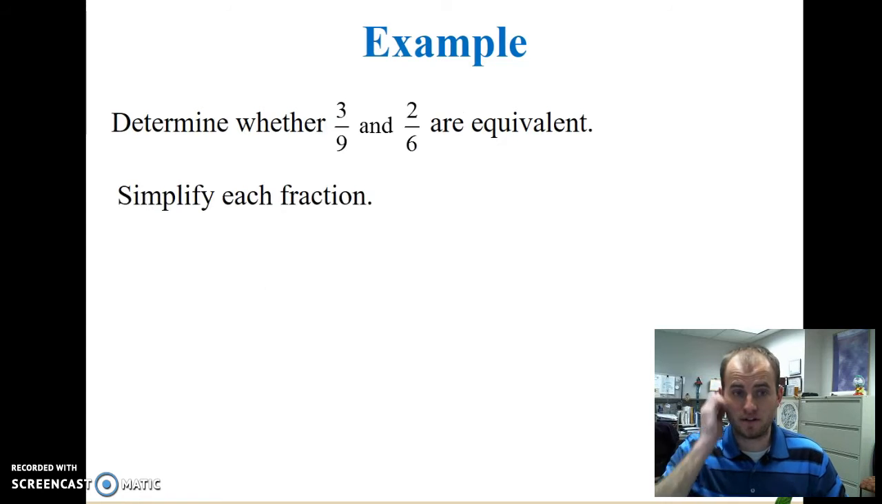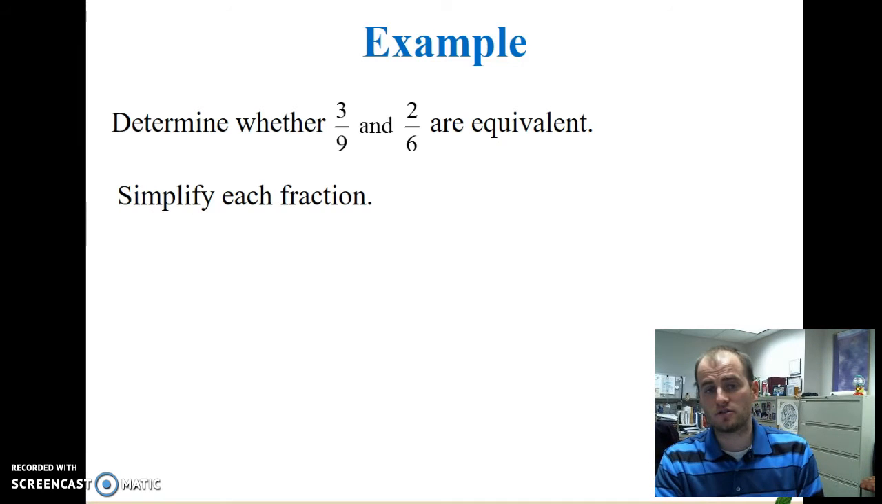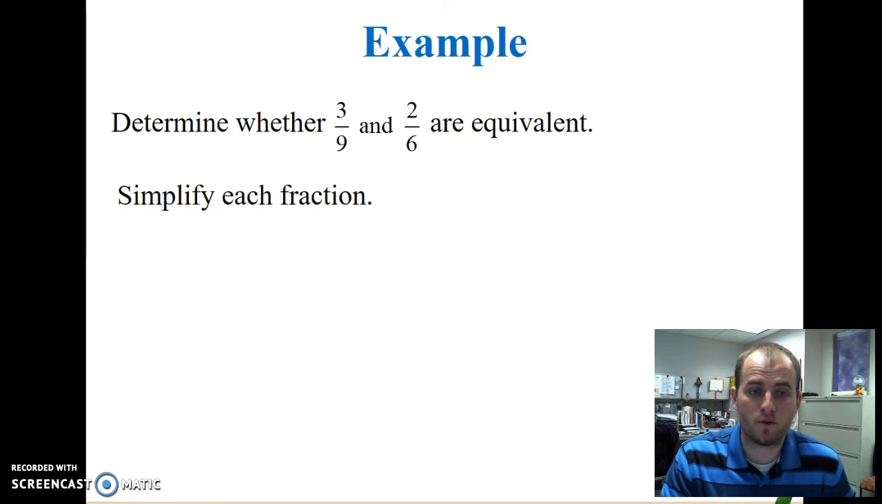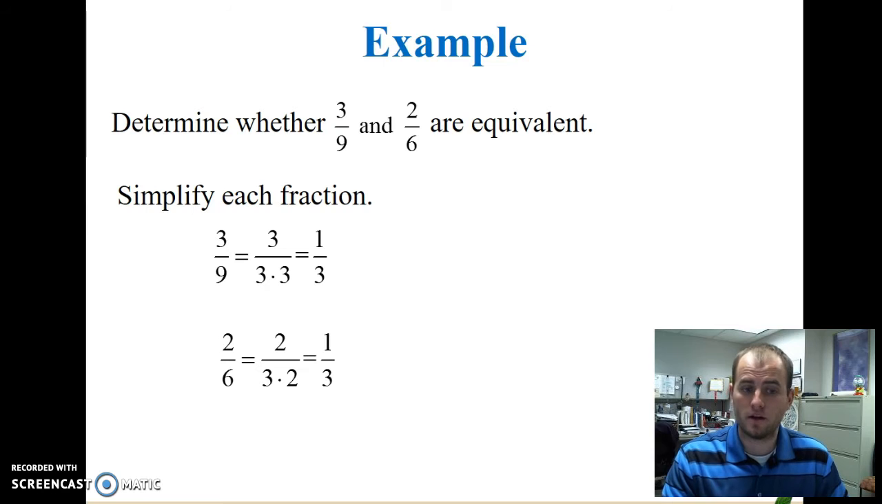Okay, and the last part here is to determine if two fractions are the same. Are they equivalent? Is 3/9 the same thing as 2 over 6? One way to do this is to simplify both fractions. To simplify 3/9, 3 goes into 3 once, 3 goes into 9 3 times, and you get 1/3. To simplify 2/6, 2 goes into 2 once, 2 goes into 6 3 times, and you get 1/3, and you'll see that the fractions are the same. They both reduce to 1/3. So one way is to reduce the two fractions.